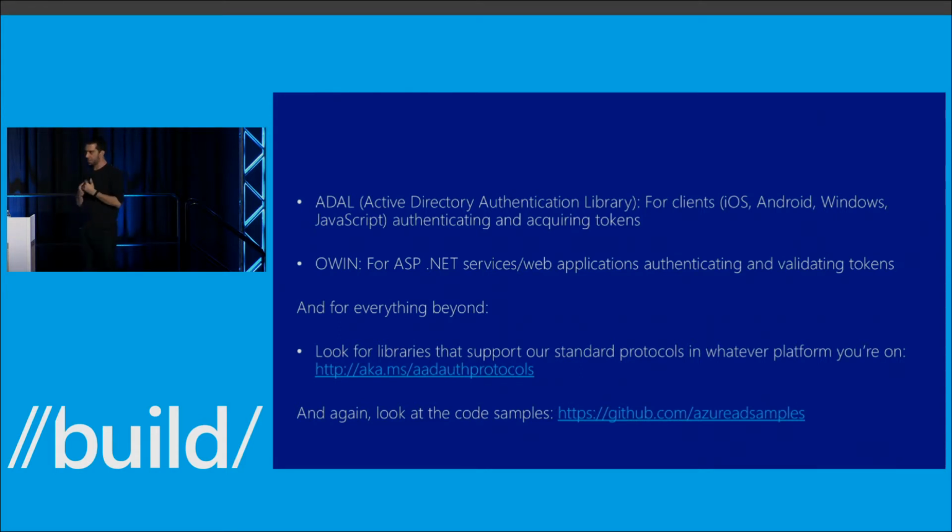If you are on any platform that we, for some reason, don't have a library for, go to this URL, look at the protocols we support, OpenID Connect, WS-Fed, etc., and find a library that does that. Eventually you'll find a library that will support one of these protocols and you'll be fine. That's the rule I personally follow to figure out what I should use for each library. And again, look at the code samples. They help.